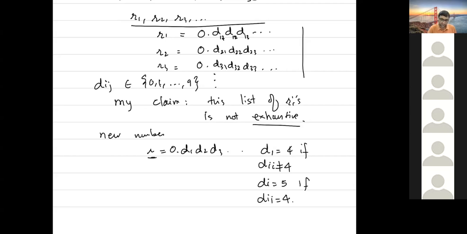So we will just check over here if this digit is equal to 4 or not. If it is equal to 4, we will make this 5. If this is not equal to 4, we will make it 4, and so on and so forth. Right. So let's take an example.